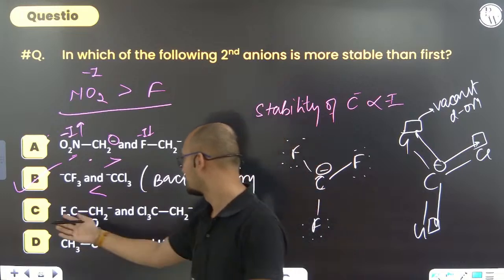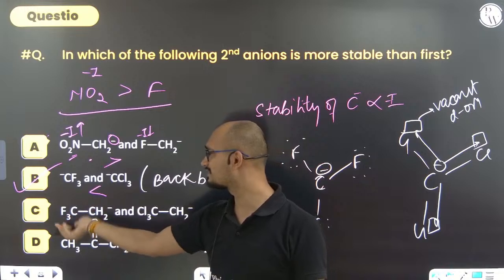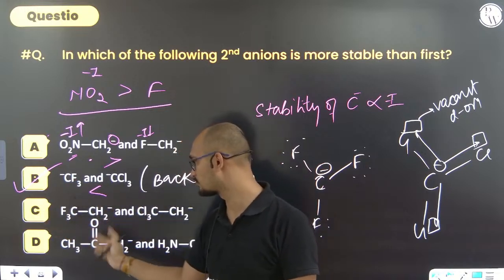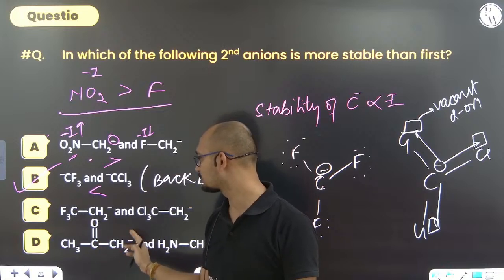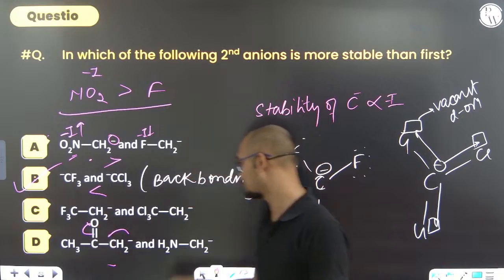Very important. Now next, in all of them you can see CF3 and CCl3. Because CF3 has a higher minus I and CCl3 has a lower minus I, the first will be more stable. What about CS3, CS2, CO minus? Can you see what is happening? Here resonance will be taking place. Due to resonance, it is very stable.